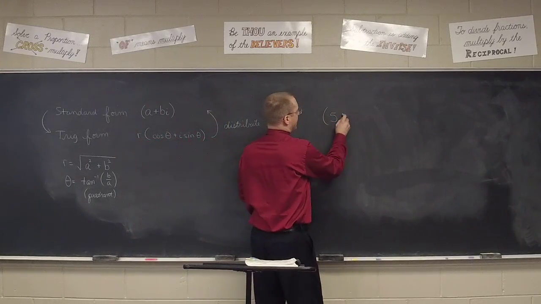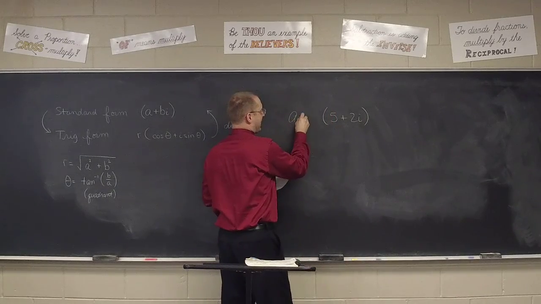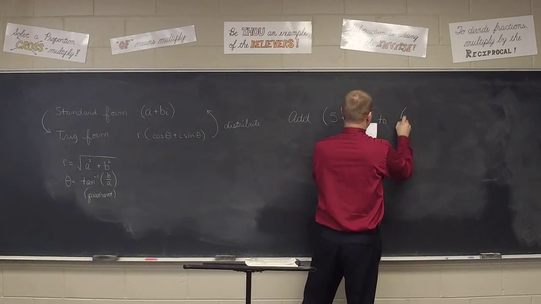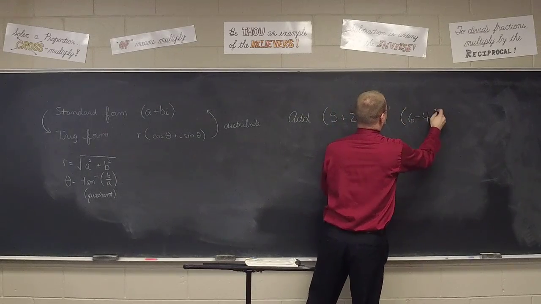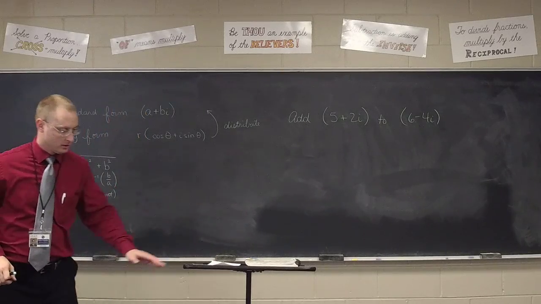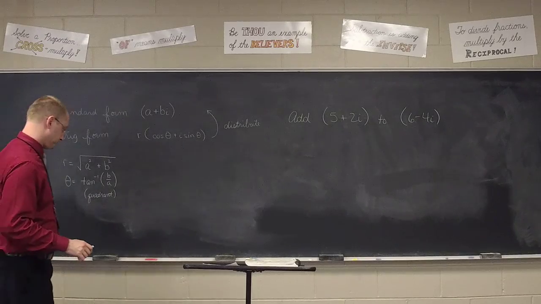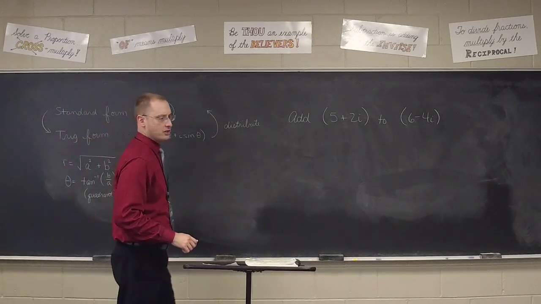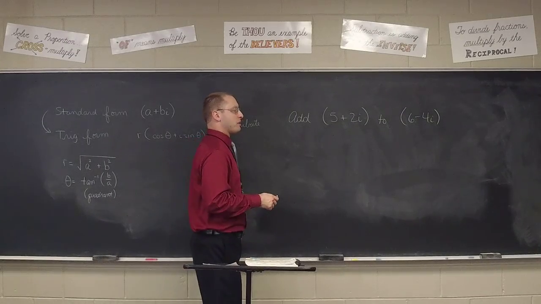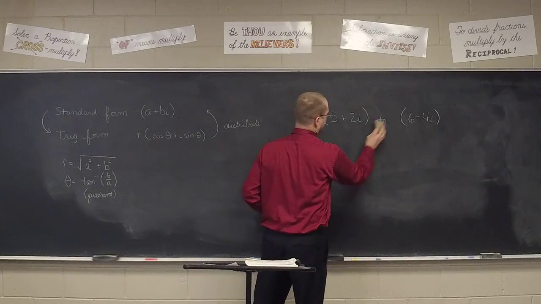So for instance, if I had 5 plus 2i, and I wanted to add 5 plus 2i to 6 minus 4i, at your seats. And what do I get when I add these together, Quentin? 11 minus 2i. Good, we end up with 11 negative 2i. We just add the reals and we add the imaginaries together.